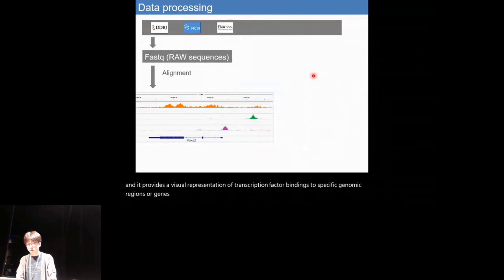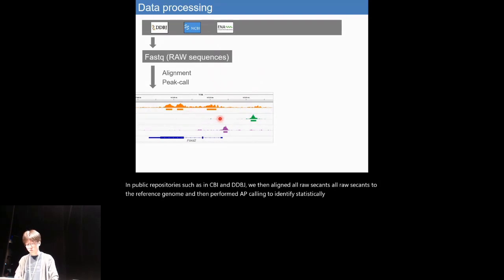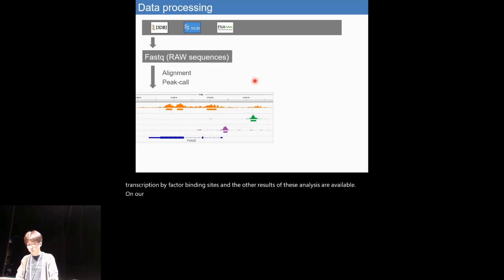And to create ChIP-Atlas, we initially downloaded all raw sequence data from ChIP-Seq experiments in public repositories such as NCBI and DDBJ. We then aligned all raw sequence to the reference genome, and then performed peak calling to identify statistically significant transcription factor binding sites. And all the results of this analysis are available on our website for public viewing.